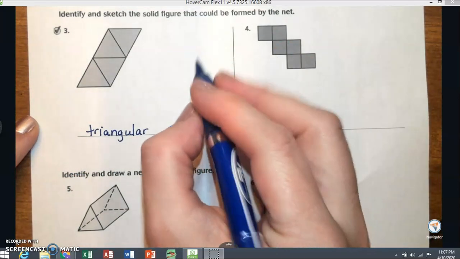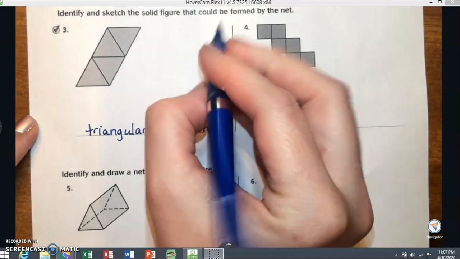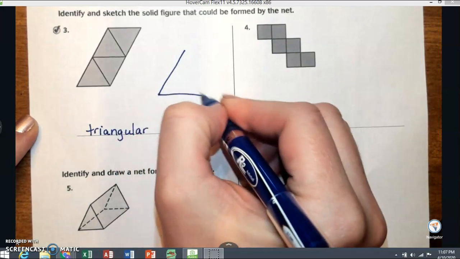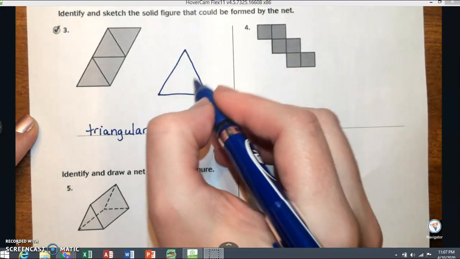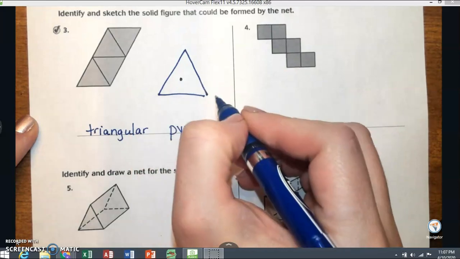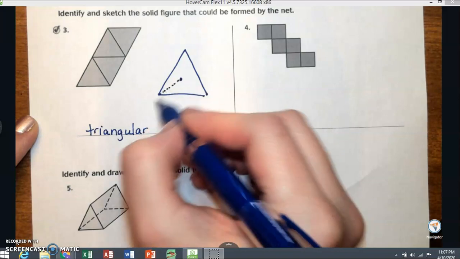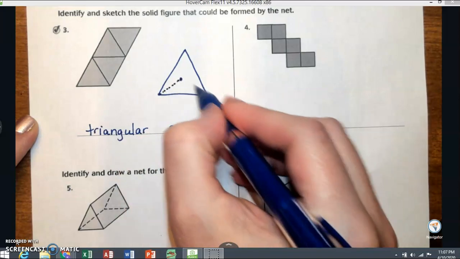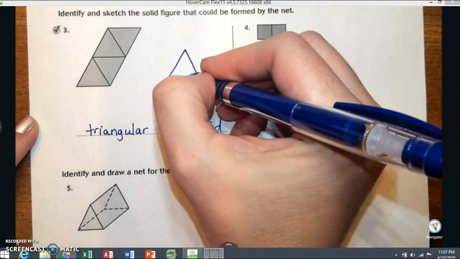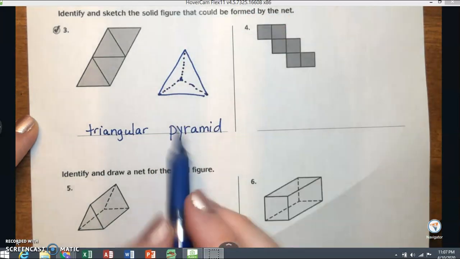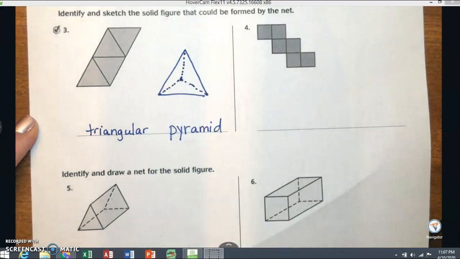And this one's kind of tricky to draw. So I'm going to draw kind of a bigger triangle. And then right here, I'm going to put a little dot. And then I'm going to draw my dotted line from this vertex to that dot. And then from this one. And then straight up. And then you can kind of see how this would be a triangular pyramid.